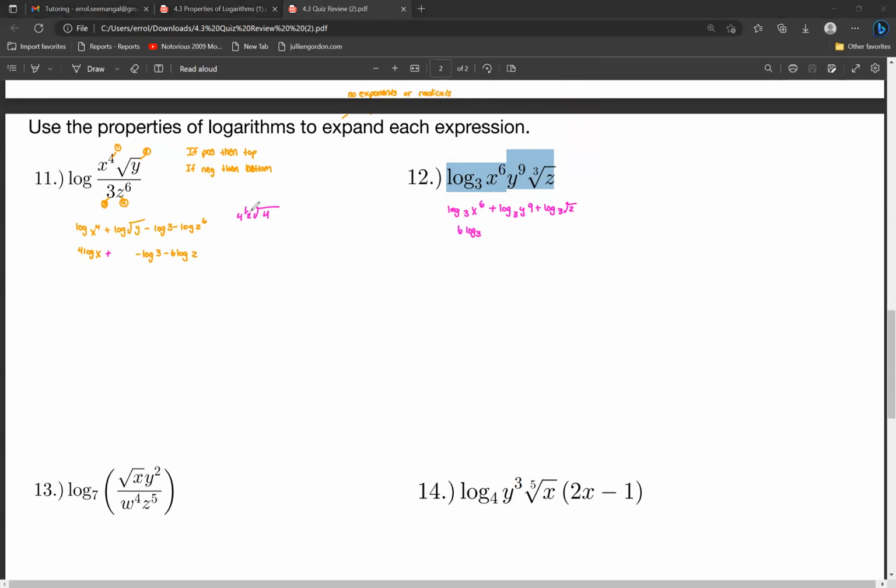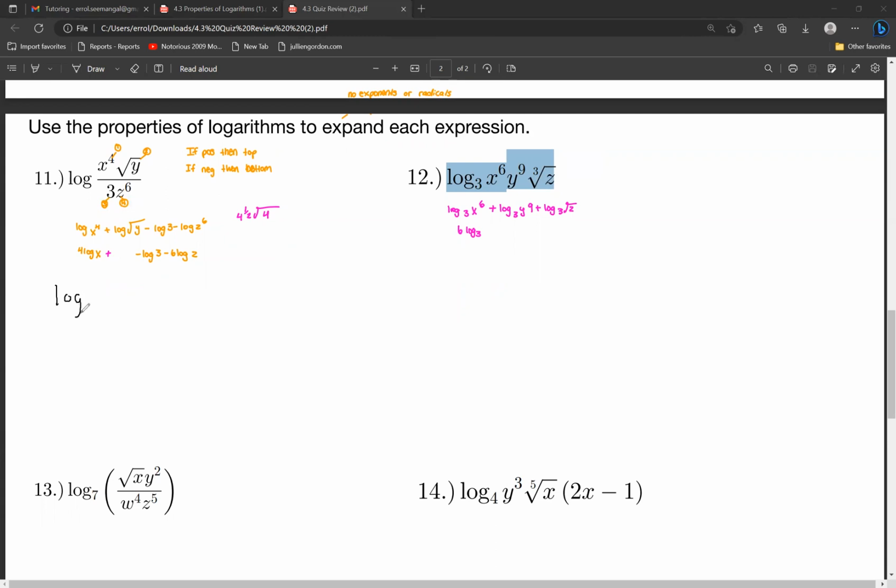Okay, use the properties of logs to expand each. We have one term there, two terms there, and a third term there. We know these two are multiplication, so those two are addition. And we know this one is division, that's on the bottom, so we know that's subtraction. So let's break it out.